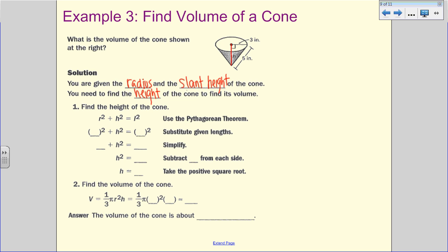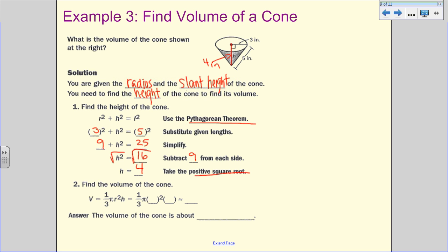Well, we're going to use that same relationship. We're going to use Pythagorean theorem. So R squared plus H squared equals L squared. So I've got 3 squared for my radius that I can plug in, and 5 squared for my slant height. So this is going to be 9 plus H squared equals 25. You're going to subtract 9 from each side and get H squared equals 16. And then you're going to take the positive square root. So you take the square root of each side, and so H is equal to 4. So now I have a height of 4 inches there.